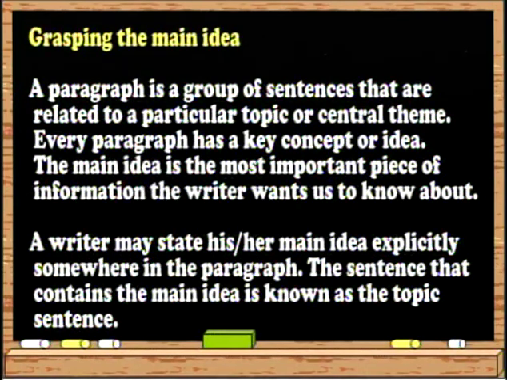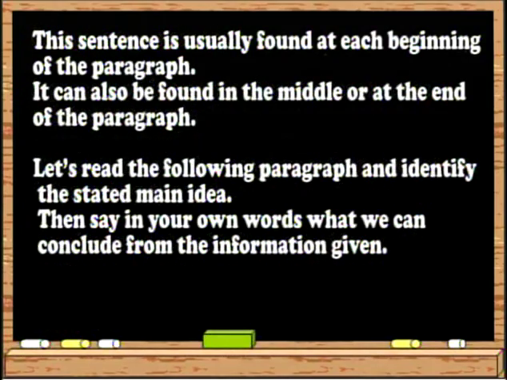A writer may state his or her main idea explicitly somewhere in the paragraph. The sentence that contains the main idea is known as the topic sentence. This sentence is usually found at the beginning of the paragraph. It can also be found in the middle or at the end of the paragraph.